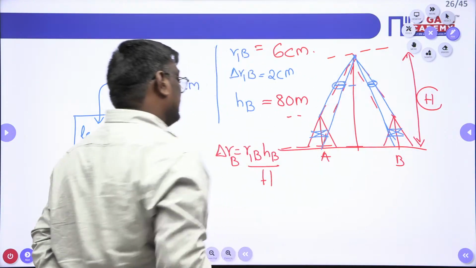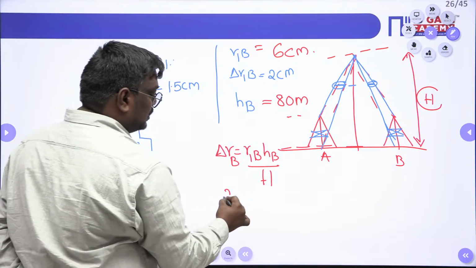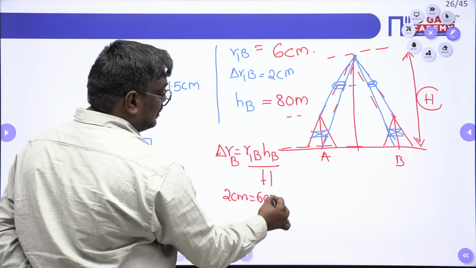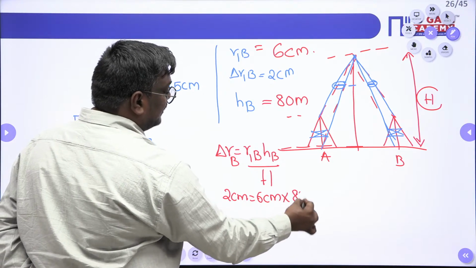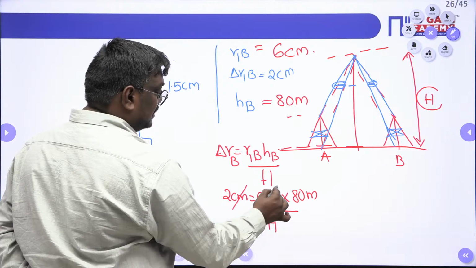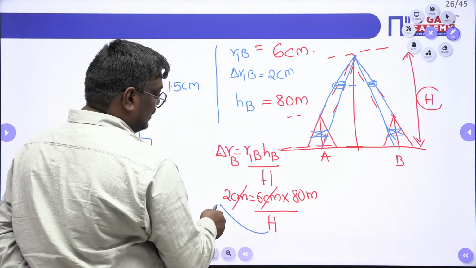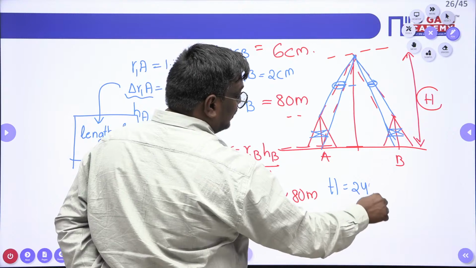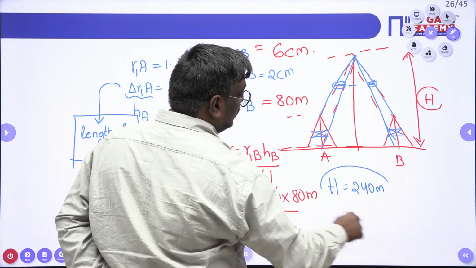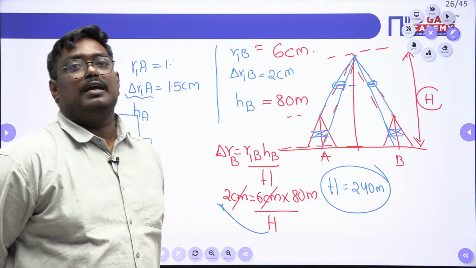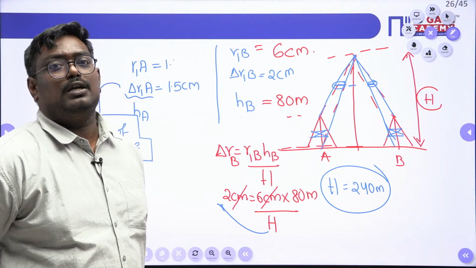You can write here delta R1_B is how much, students? It is 2 centimeters. R1_B is how much, sir? 6 centimeters. The height of tower B is 80 meters. So what will be the flying height? The centimeters cancel. The flying height will be taken as 240 meters.